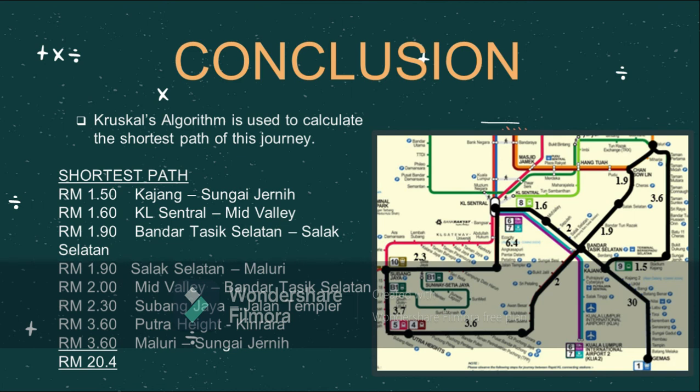So we decided to use the Kruskal algorithm to calculate the shortest path of this journey. So the total shortest path fare is RM20.40. We choose this route because it is the cheapest route.